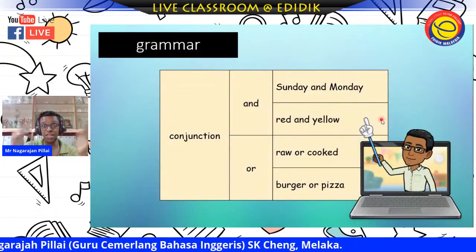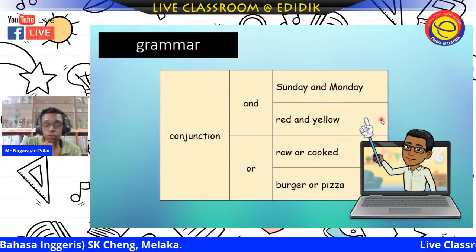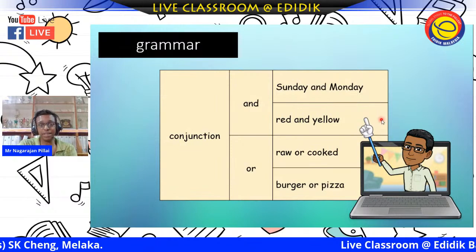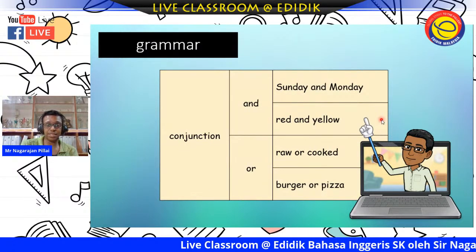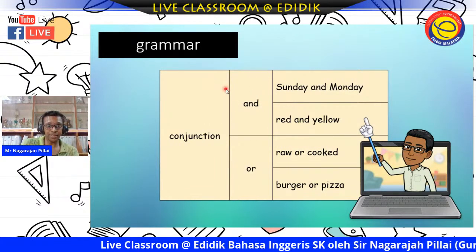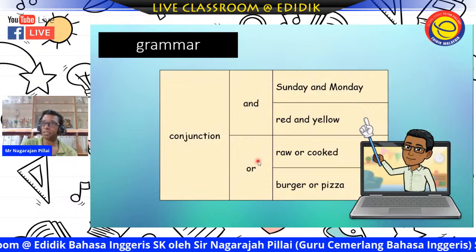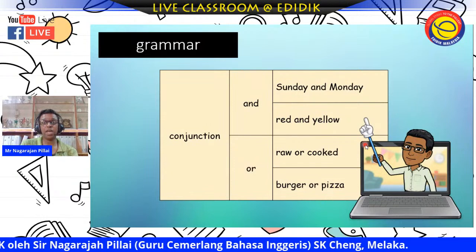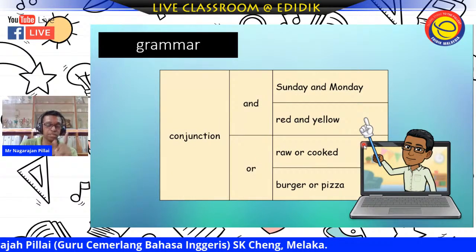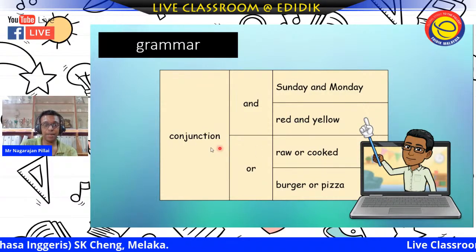Conjunction, the bridge. Okay, I'm giving you only two examples, but we have more than that actually. Okay, on the screen here you can see the very famous and, or. Okay, we have more than that. We have but, yet, so, because. Okay, remember the fanboys. It's very important. You must actually master those fanboys.